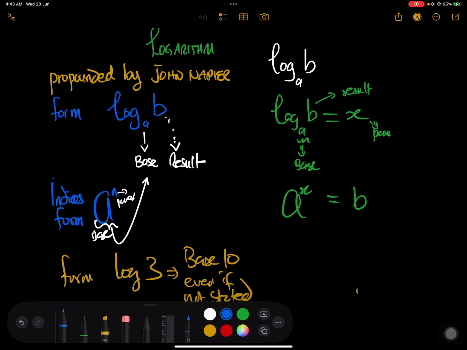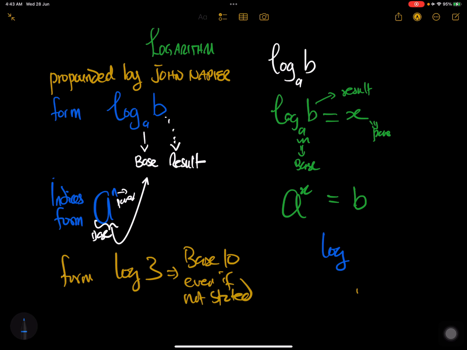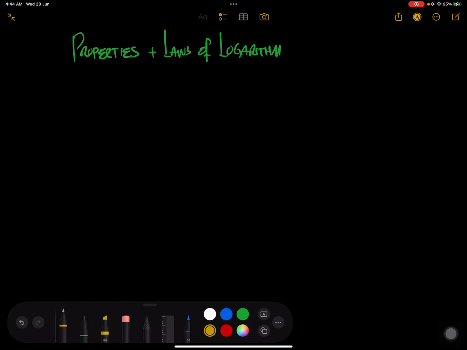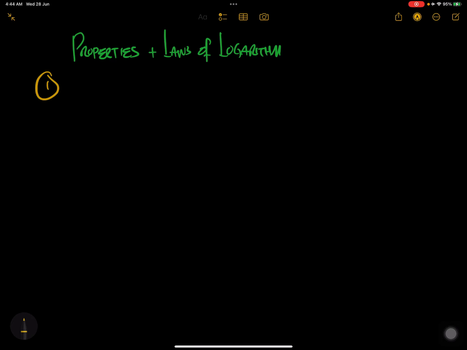It says that if you have log, I think I'll start that as the property. So let's say properties. Let me write that down. Properties and laws of logarithm. So the first one, we are saying that if you're having a log 1, now here there's no base, so it means you're in base 10. It means it is equal to 0.